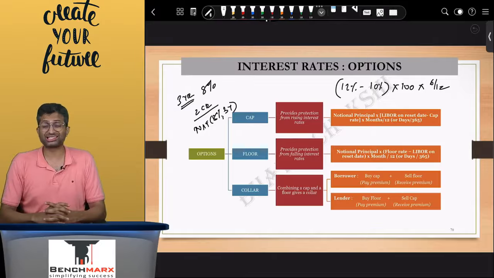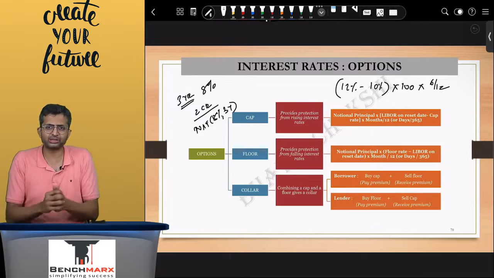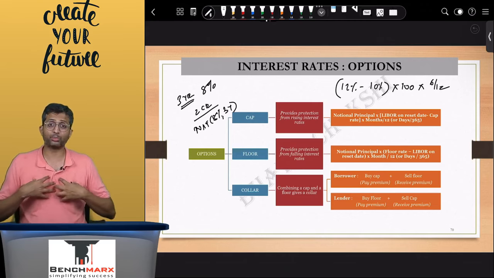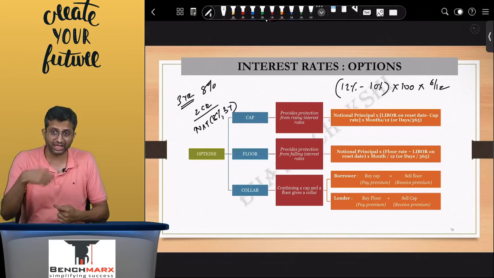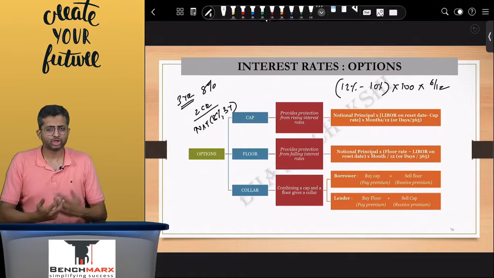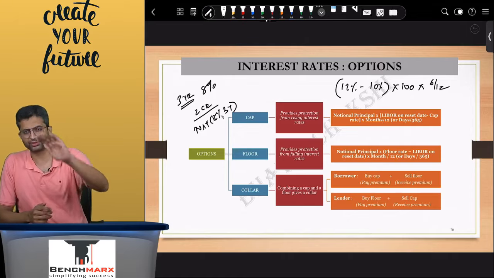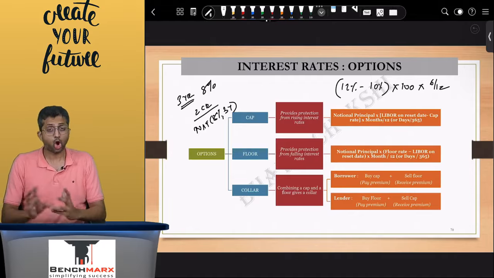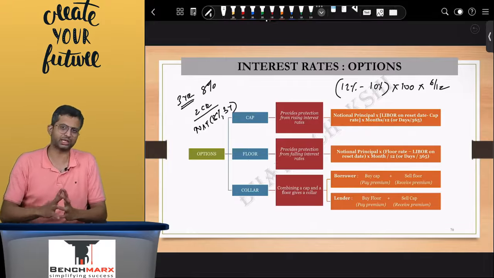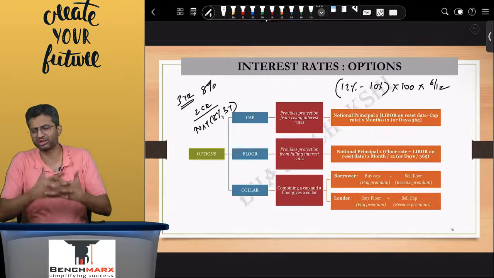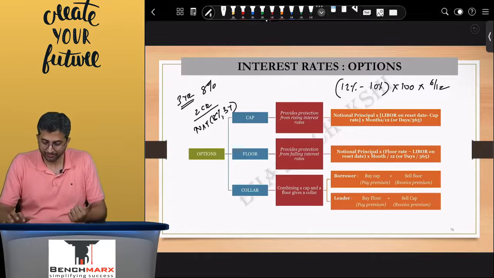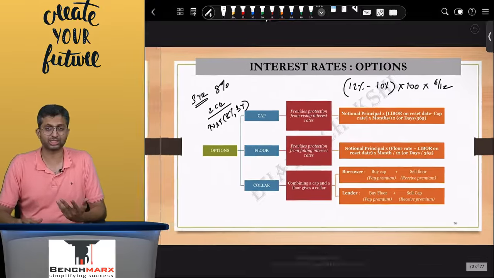There's also a product called a collar. Collar means you are trading in both the cap and floor together. So for example, a borrower would typically want to buy the cap, but buying the cap will come attached with the premium. So it wants to minimize the premium cost, so it might sell a floor. If it believes that the interest rates will not go down, it will sell a floor and recover some of the premium. Or a lender will typically buy a floor. It does not believe that interest rates will go up, so it might sell a cap. This is done in order to reduce your interest cost, reduce your premium cost. It's a combination of cap and floor, that is called a collar.